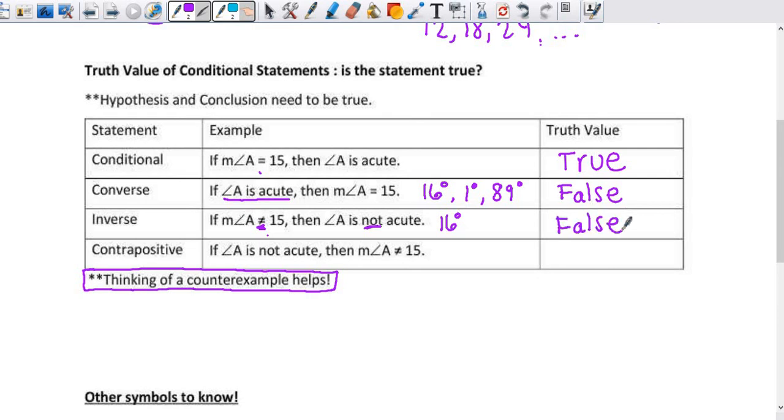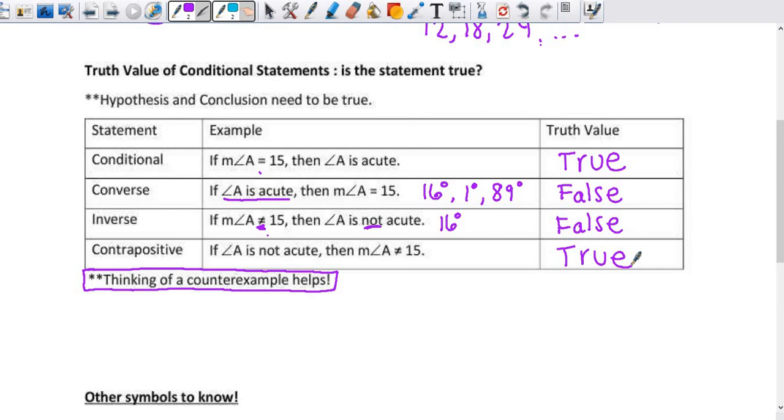And the last one, contrapositive. If angle A is not acute, then the measure of angle A is not 15. Well, if it's not acute, then it has to be larger, 90 degrees or larger, so it cannot be 15. So that is true. There's no counterexample for that.